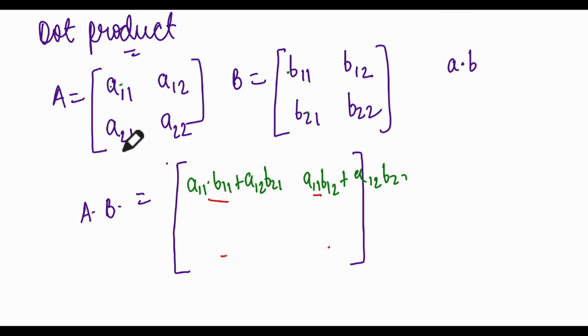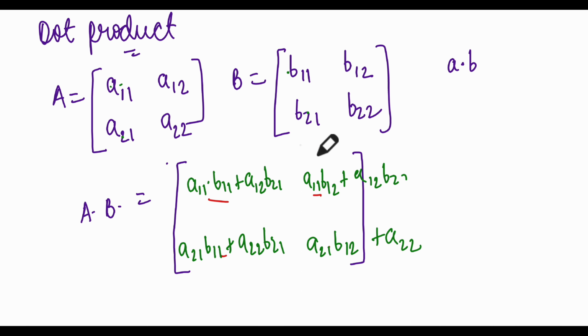Now let's see A21. How will it go? A21 will multiply with B11, plus A22 will multiply with your B21. And for the last element, A21 will multiply with your B12, and your A22 will multiply with your B22.